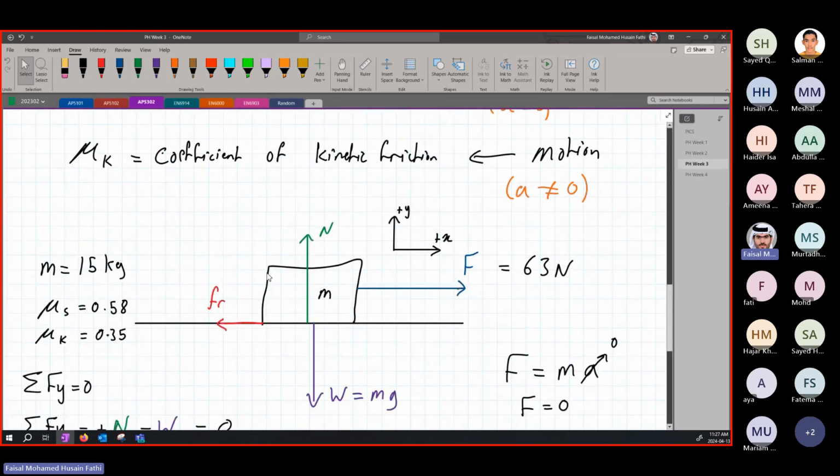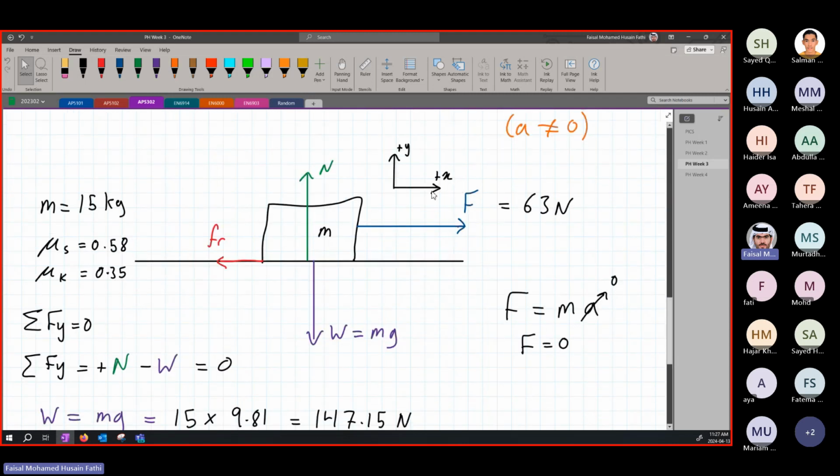Remember that friction is always going to be opposite to where the object is moving towards. But if there's no motion, friction will not pull the object to the left. Friction is only a reaction of when the object is already moving or trying to move in a specific direction. So what we need to understand is whether this force F is large enough to overcome this friction, or if it is not large enough to overcome this friction.